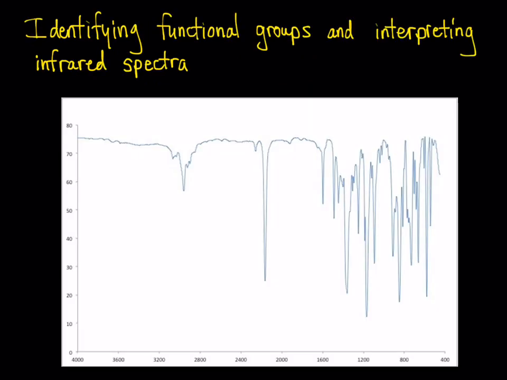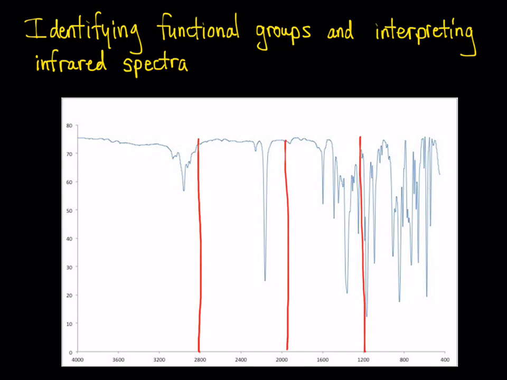Finally, we need to discuss where to find specific bands for functional groups in an IR spectra, and develop a strategy for interpreting such data. We can divide the IR spectrum into 4 regions, roughly 4,000 to 2,800, 2,800 to 1,900, 1,900 to 1,200, and 1,200 to 400 reciprocal centimeters.